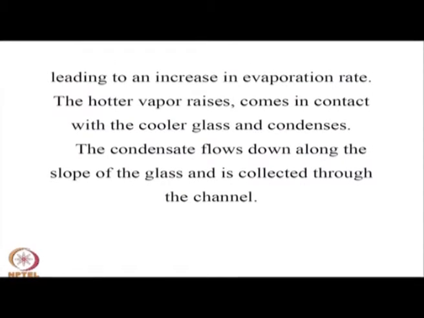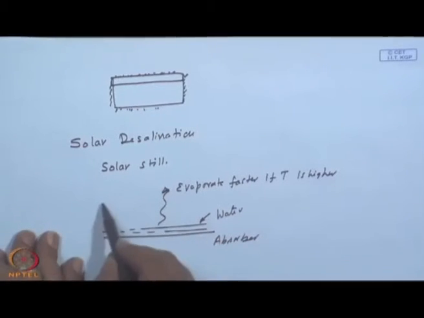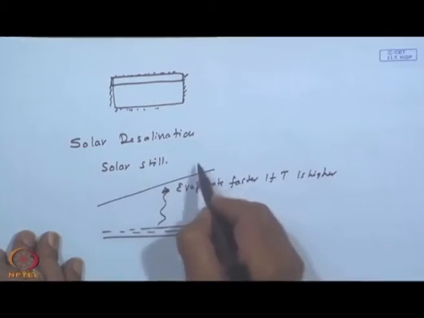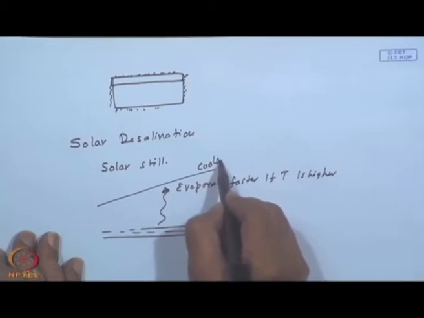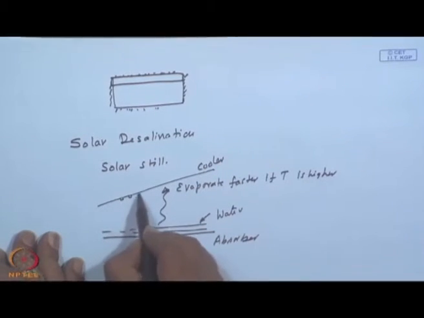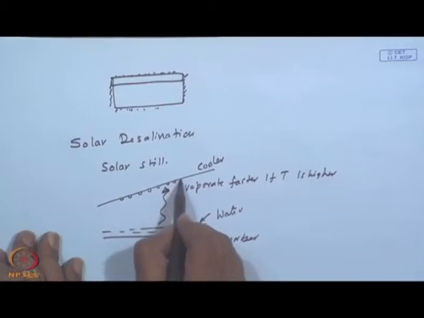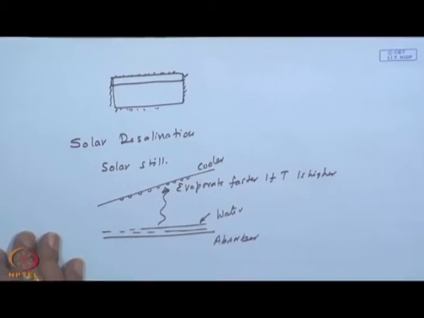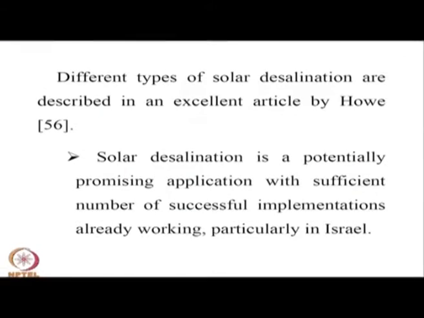So, that leads to an increase in evaporation rate. The hotter vapor rises, and if it comes in contact with a cooler surface, then it will condense on this, and then it could be collected over a channel at the bottom, right.